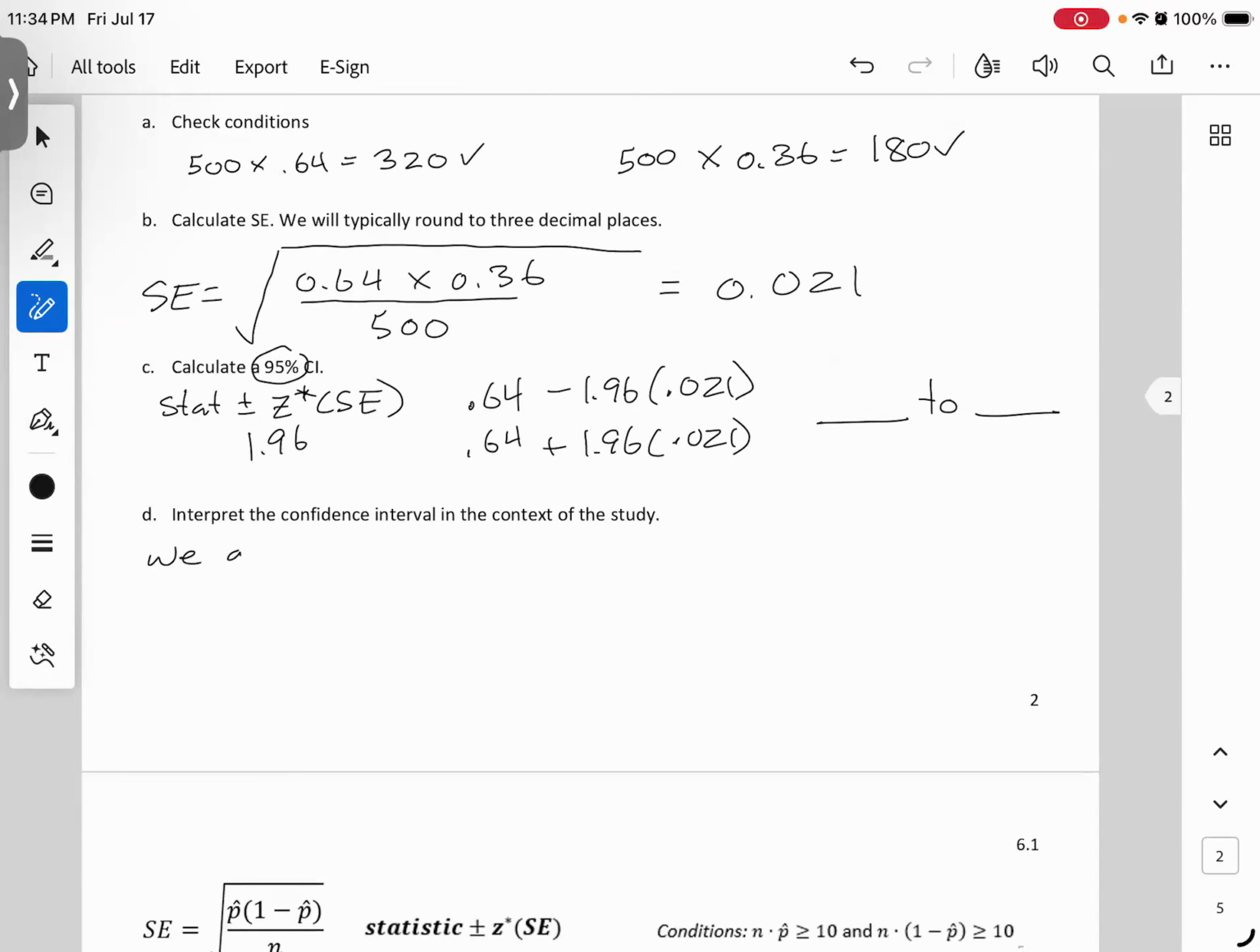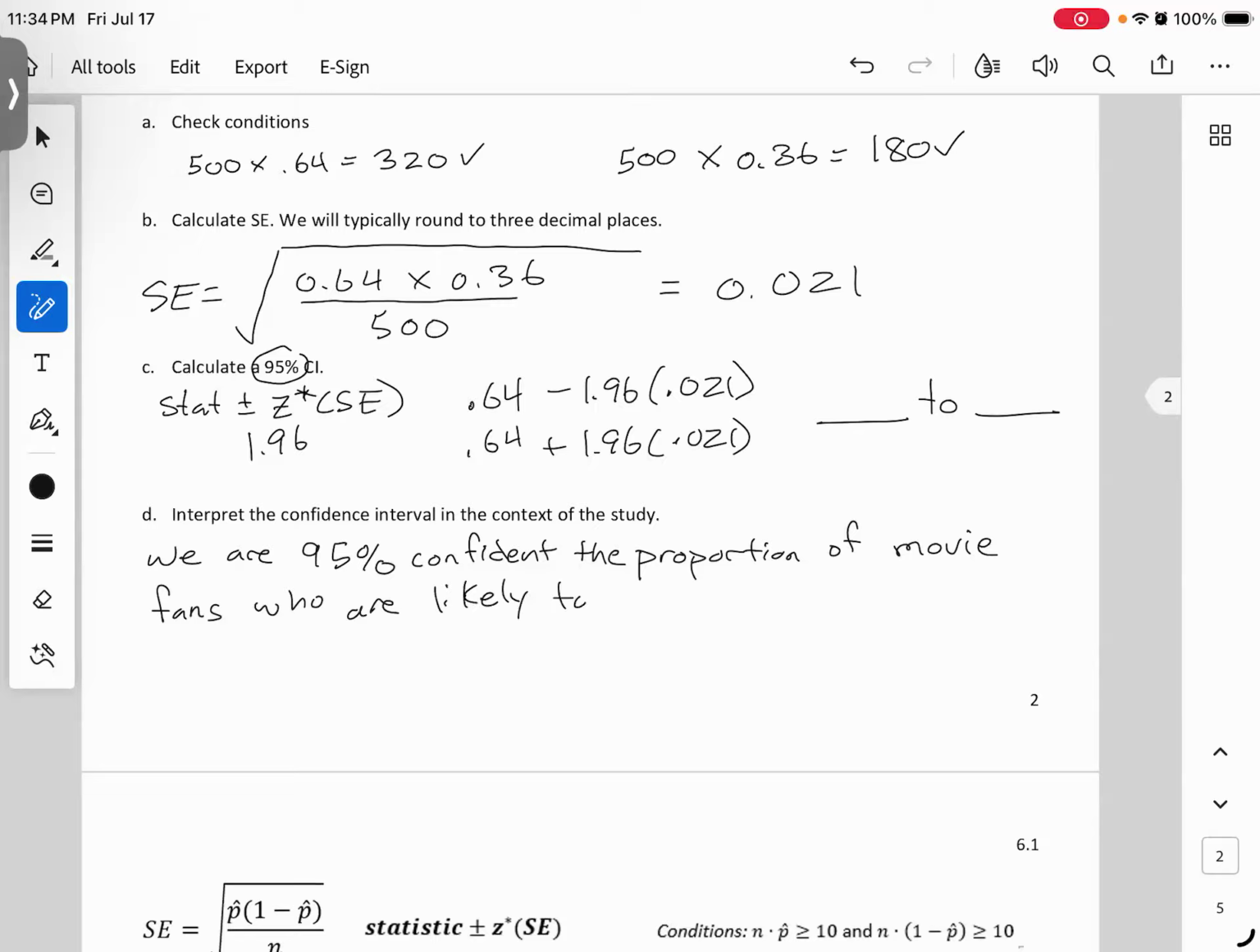And then we would do our typical, we are 95% confident. So you do want to have this little template on your reference sheet as we eventually head into test 3. But this is something that we've already done in test 2, so it's still hanging around. Yeah, we are still going to need to be doing some confidence interval interpretations.